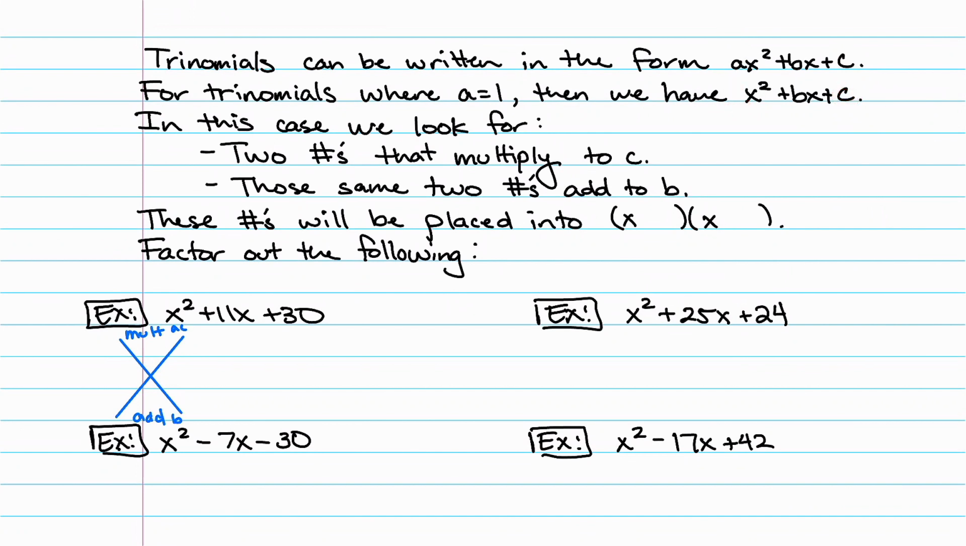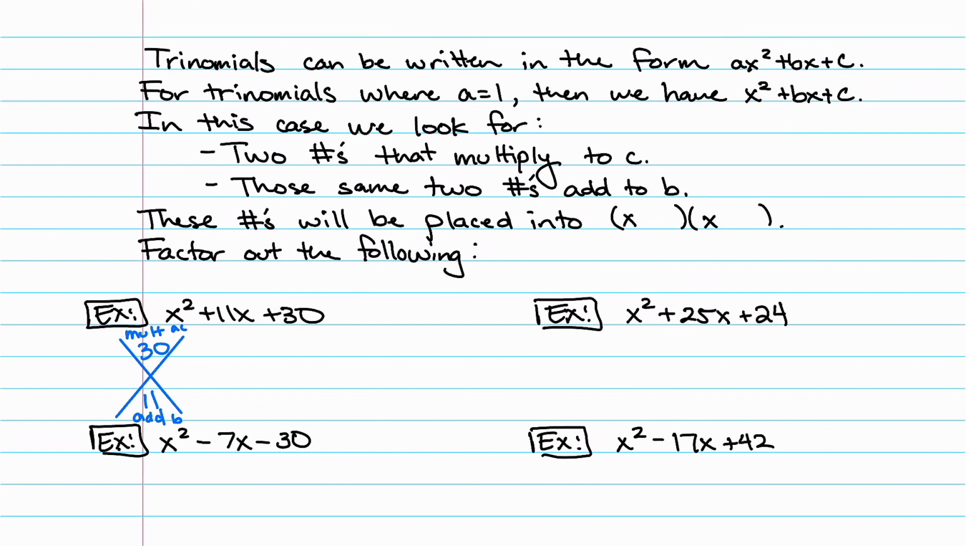All right. So let's see, what's my AC? Well, it's going to be 1 times 30. So I need two numbers that multiply to 30 and add up to the number B, which is the number in front of your middle term. In this case, it is going to be 11. So I need to find two numbers that multiply to 30 and add up to 11.